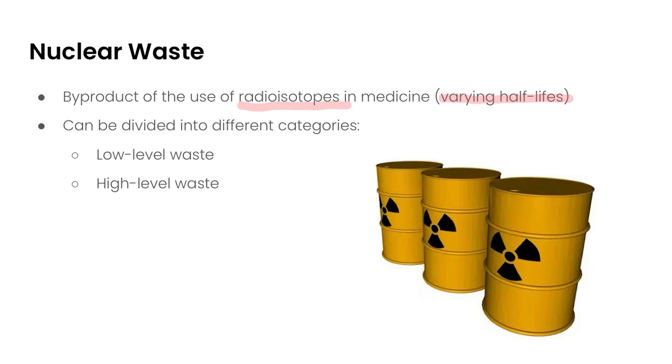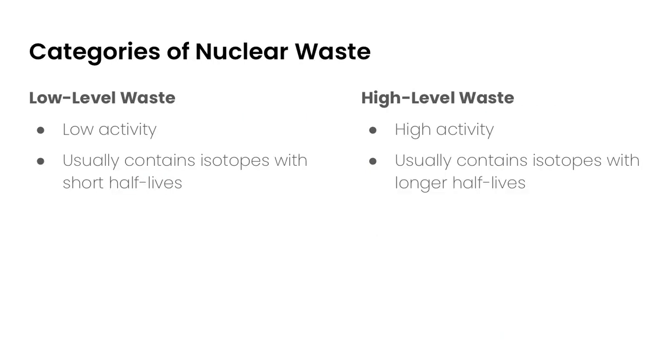And they can be divided into two different categories. We've got low-level waste and high-level waste. So we're going to take a look at each one and see how we can dispose of this different type of waste. Like I said, there are two categories of nuclear waste.